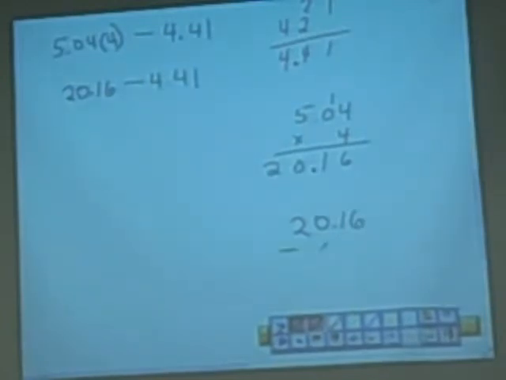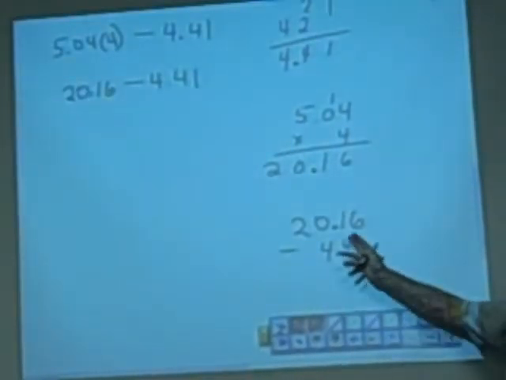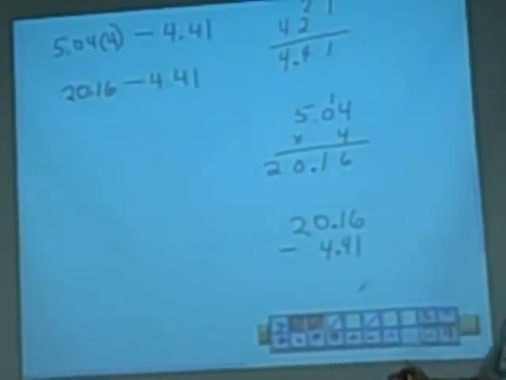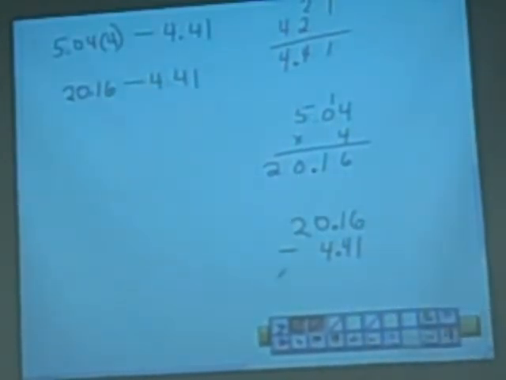And what do we gotta watch out for? Line up the decimal point. 4.41. Okay, you gotta be really careful, because if I were to write fast, I could have easily put the 4 under the 6, because I kind of squeezed them in a little bit. So you gotta be careful with your lineup, right? Okay, so lining up your numbers.